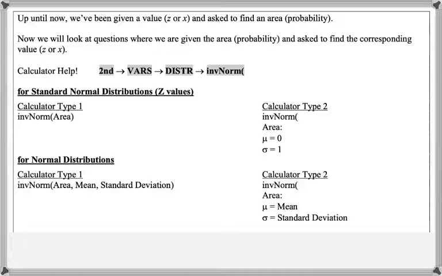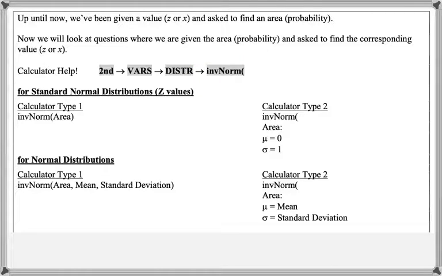Up until now, we've been given a value, either z or x, and asked to find an area, or a probability. So now it's going to be the reverse. Now we will look at questions where we are given the area, or the probability, and asked to find the corresponding value, z or x.